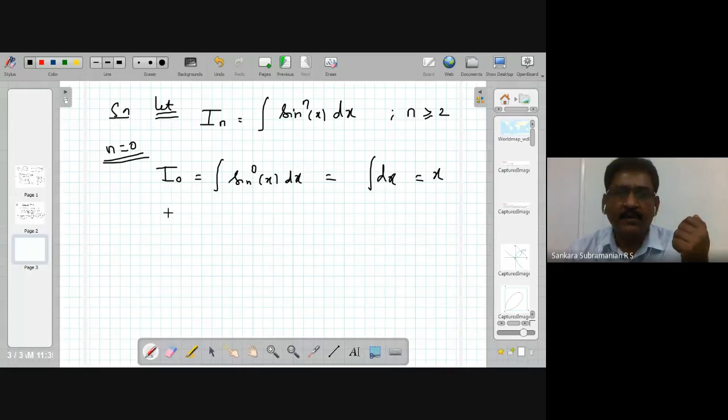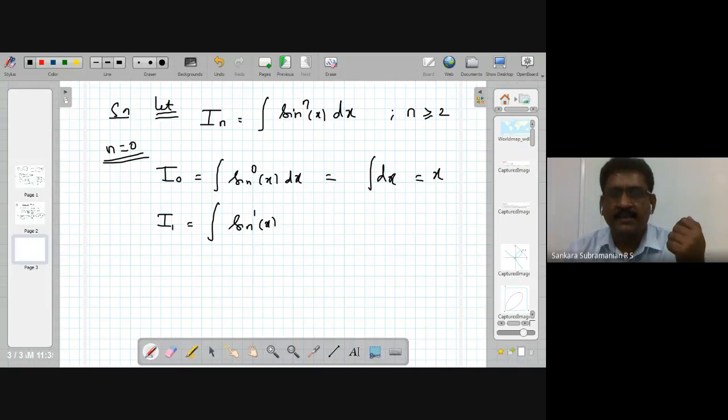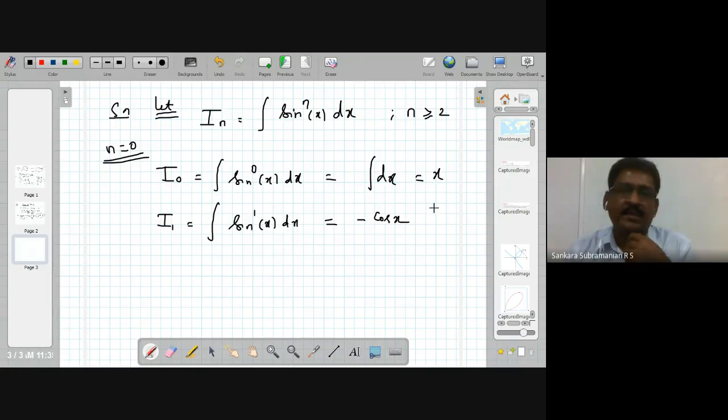What about I1 then? This is sine power 1x dx, and what is the integration of sine x? Minus cos x, and plus a constant will be there, which I can take later.